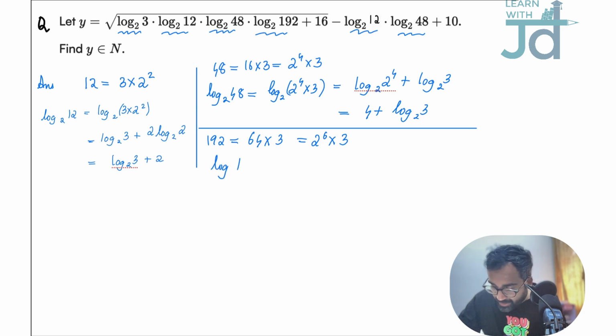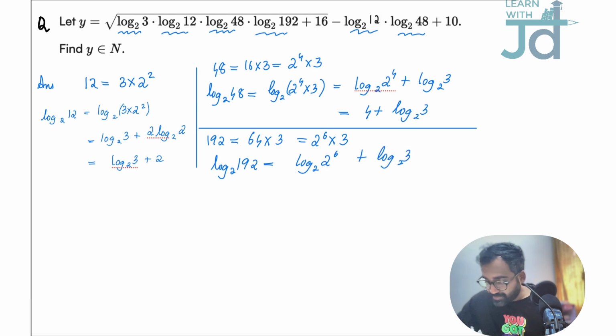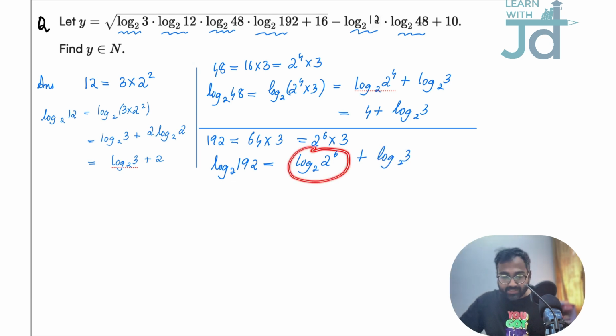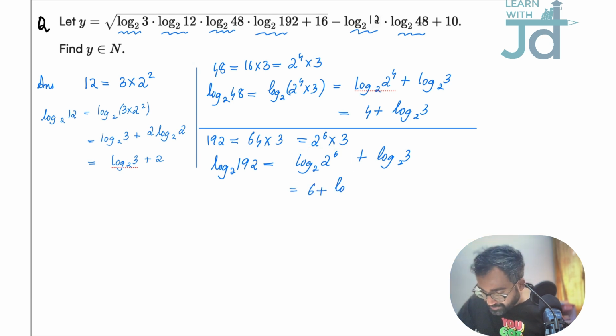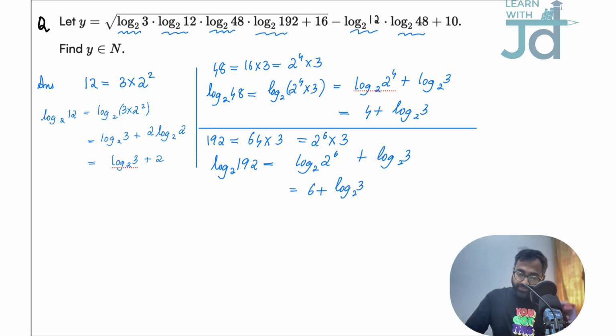And 64 is 2 raised to 6 into 3. So now you can write this as log of 2 raised to 6 to the base 2 plus log 3 to the base 2. And what is this? This is directly 6. So I can write 6 plus log 3 to the base 2. So now I have these values. Log 12 is 2 plus log 3, log 48 is 4 plus log 3, and log 192 is 6 plus log 3. So I have written all these expressions in terms of log 3 to the base 2. When I say log 3, the base is 2 for this entire question.